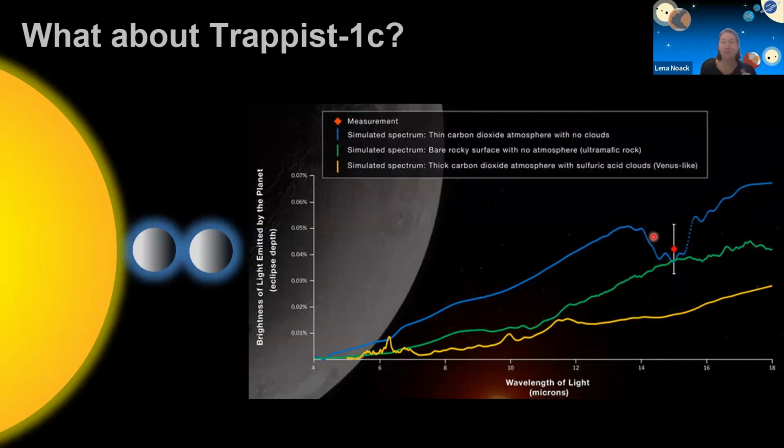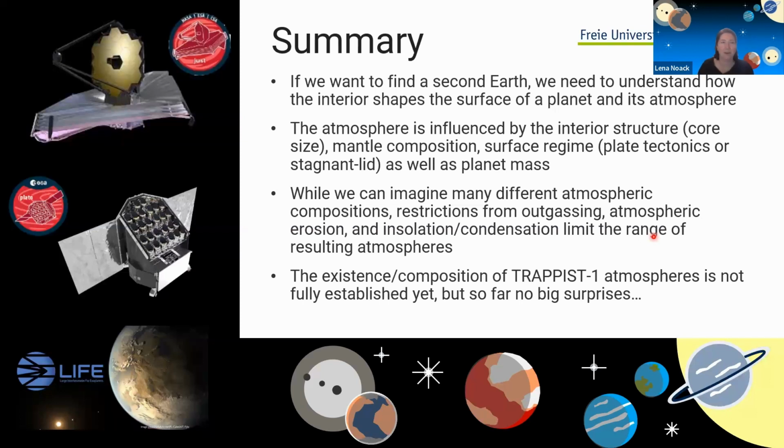But to be honest, so far, what we would predict for these planets would be either a CO2 dominant atmosphere or no atmosphere. And this is more or less exactly what we see in the few data points that we have so far. But let's see what's coming in the next years for further observations. Yeah, and so with this, I leave you with a summary slide and maybe stop already now so that we can have some discussion.